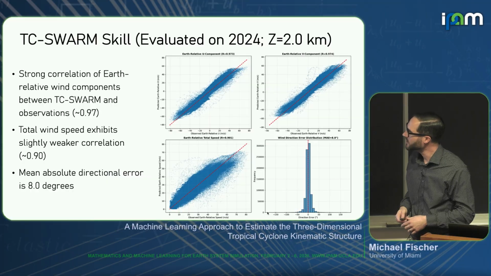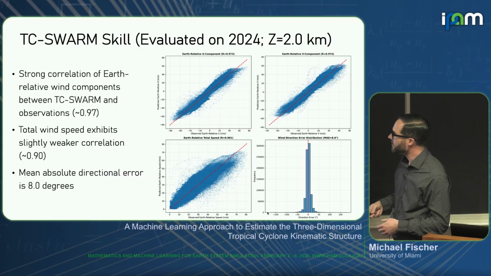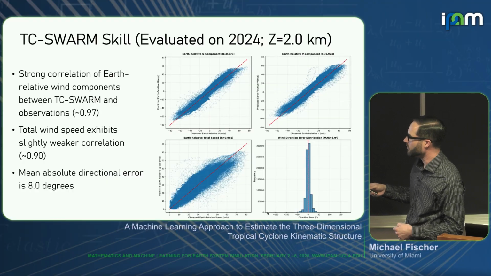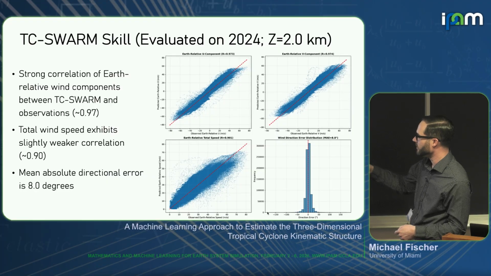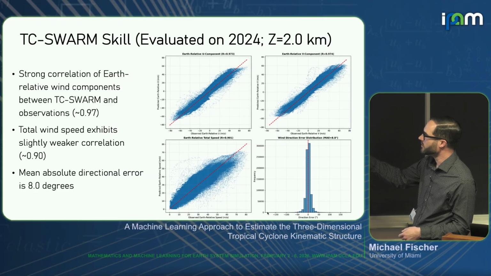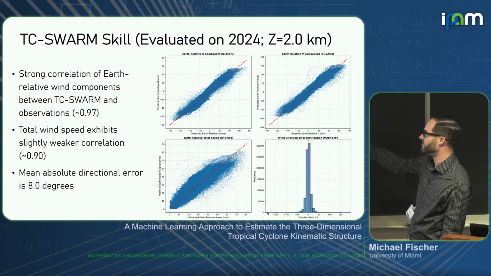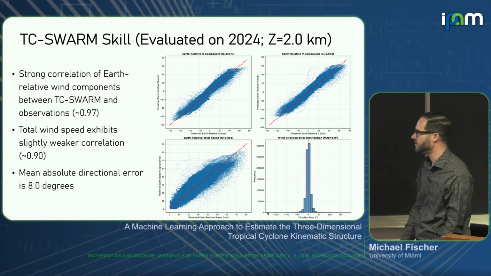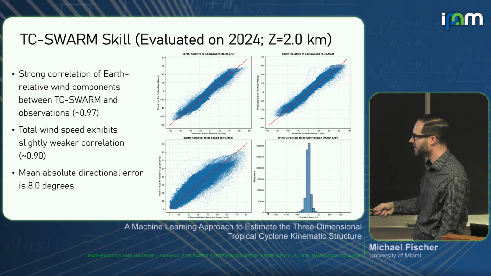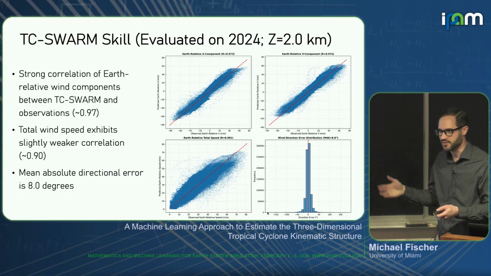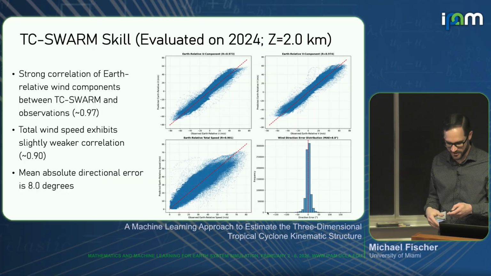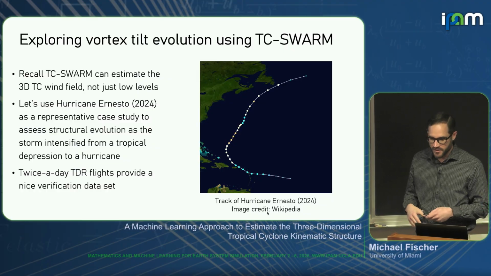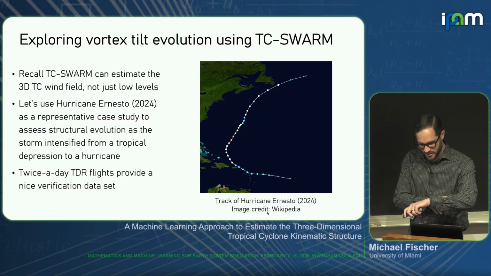Just another way of looking at this, these are one-to-one plots of the Earth-relative zonal component of the wind in the top left, the Earth-relative meridional component of the wind, and the Earth-relative wind speed for all the cases in the testing database. You can see there's pretty good agreement, and the mean error in the direction of the flow is 8 degrees. So the model is consistently predicting things that look like a hurricane. This is all low levels.